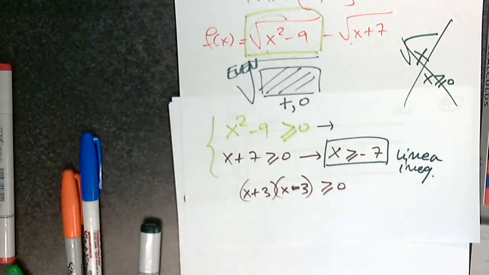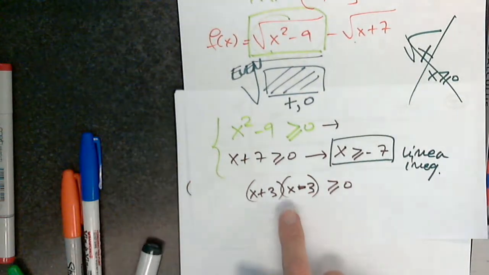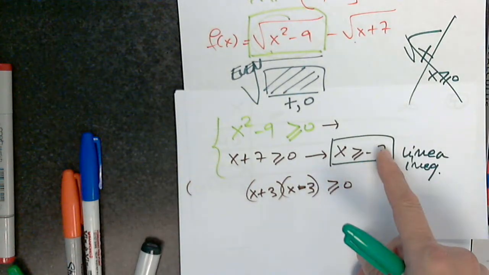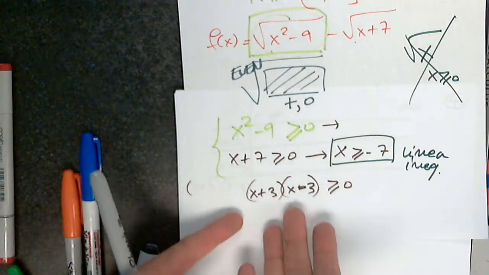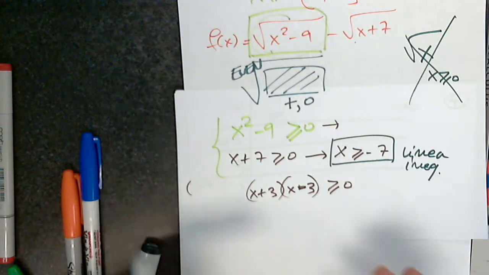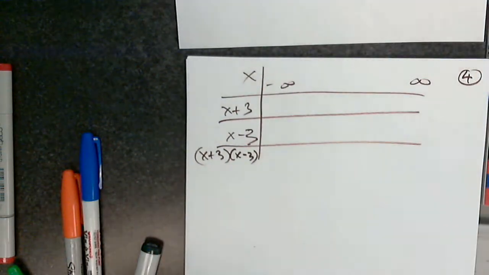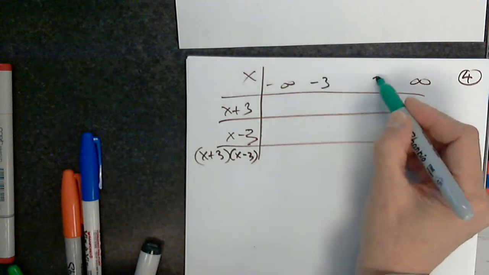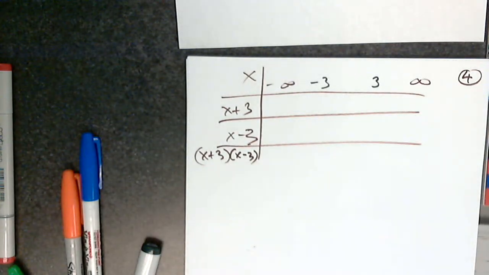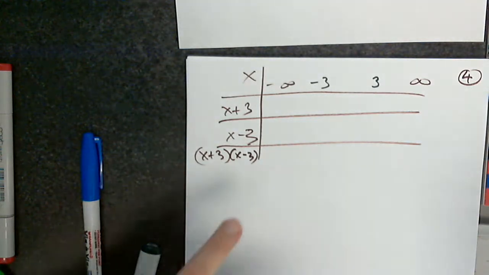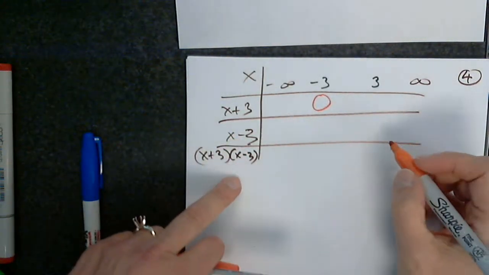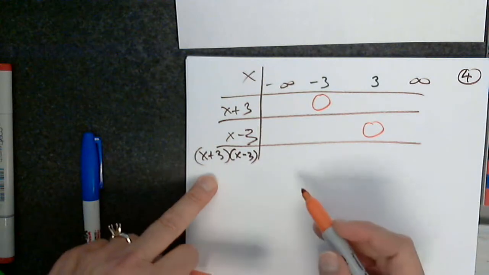Negative 3 and 3. Exactly. That's all we have. I'm only studying the sign of this product. Negative x plus 7 is not part of this product. Is that clear? So then I have negative 3 and 3. I have to have some zeros somewhere. Where? Negative 3 and 3. And then what is the product?